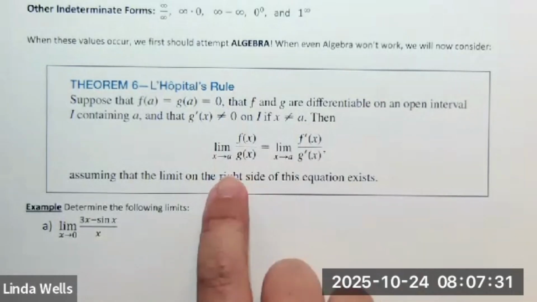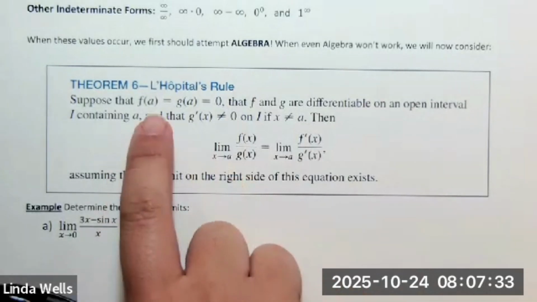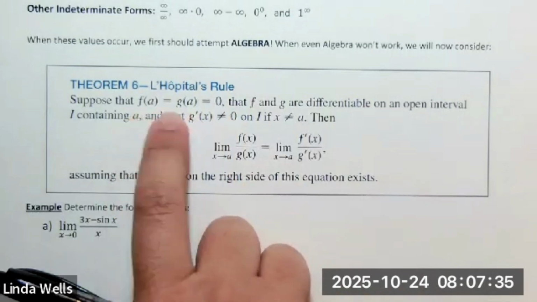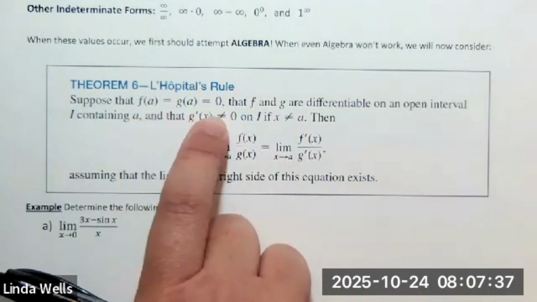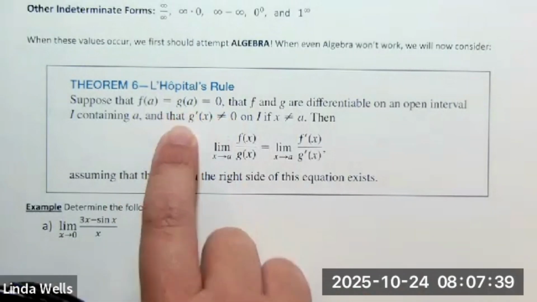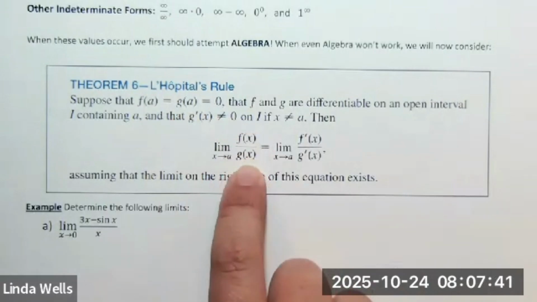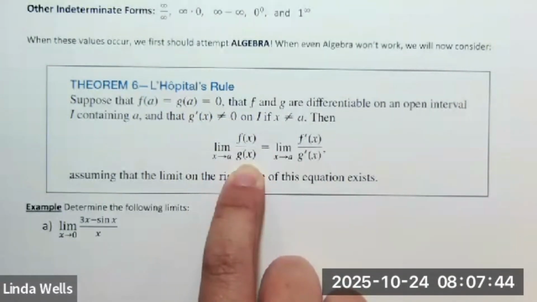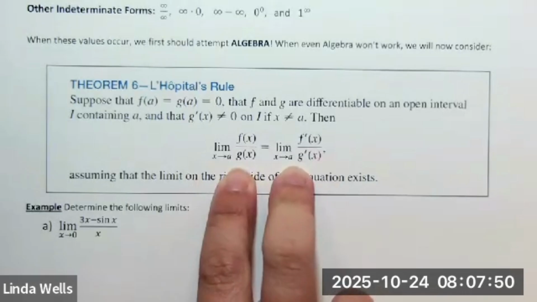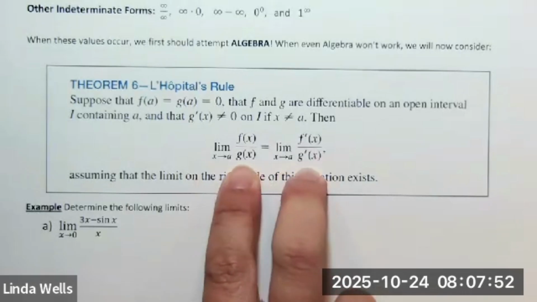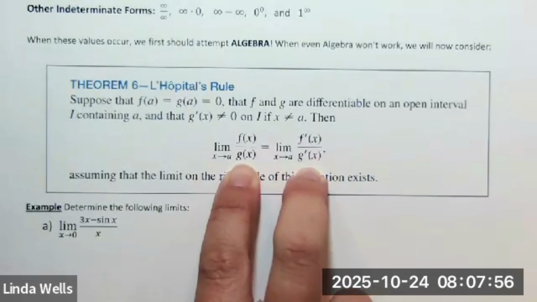All right, so here's L'Hopital. L'Hopital says, suppose your two functions are 0 if you plug in A. So in other words, this guy here is 0 over 0 if we try to evaluate. Then you can use L'Hopital. L'Hopital says these two are equal to each other. The limit of f over g is equal to the limit of the derivative of f divided by the derivative of g.